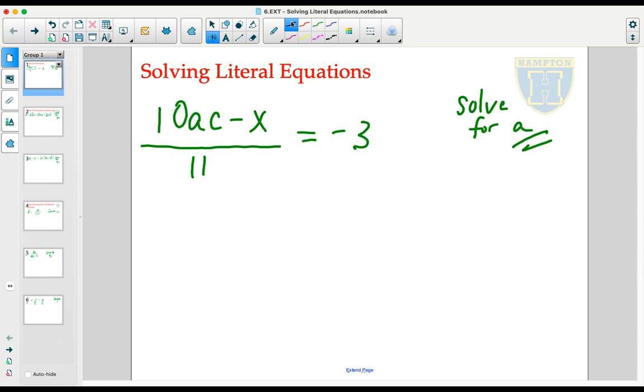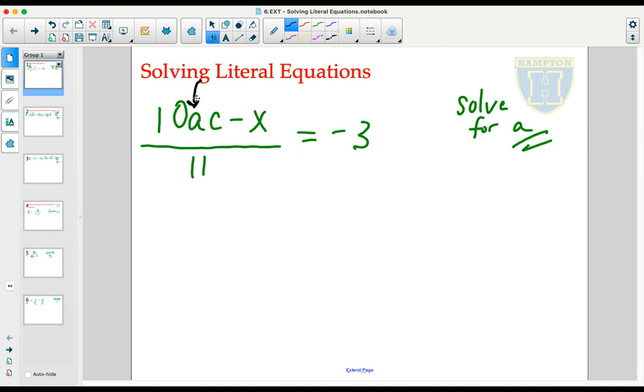A good rule of thumb when trying to solve a literal equation is to use the order of operations in reverse. That strategy is especially effective on the occasions where there is only one instance of the variable in the equation that you're trying to solve. An example of that is this equation here. We are trying to solve for a, and this is the only a that appears in the equation.